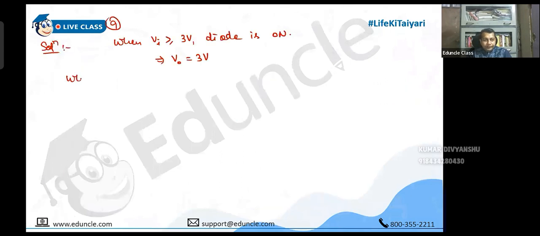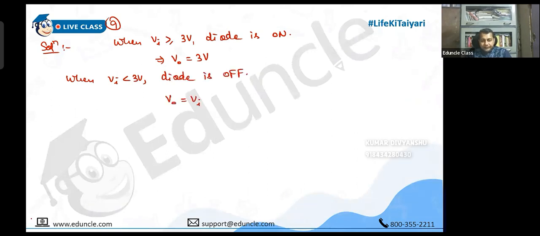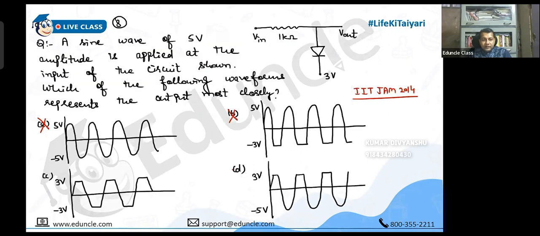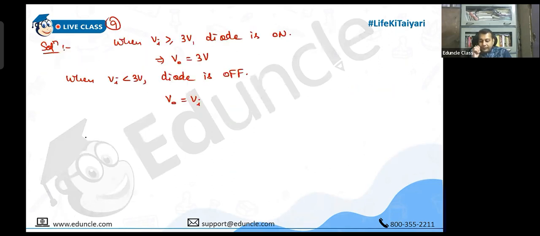Now, when Vi is less than 3 volt, the diode is off. Diode is off, it means the output will become equal to the input, because both are in parallel. Okay. Any doubt to anyone? No, sir.